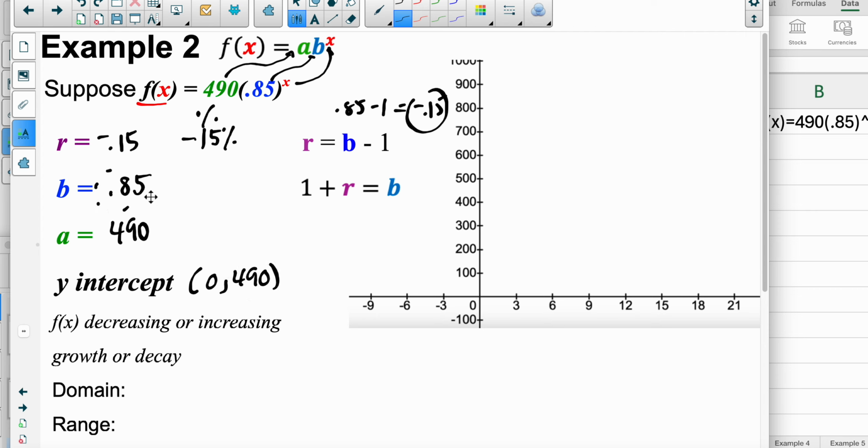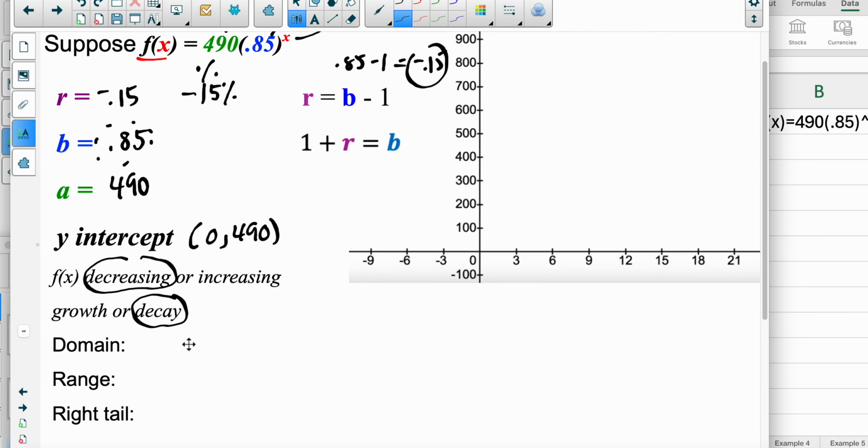Because I can see that b is less than 1 and r is negative, that means that I have a decreasing function or a decay function. We talked about the domain for exponential functions is negative infinity to positive infinity, and my range is always 0 to infinity.